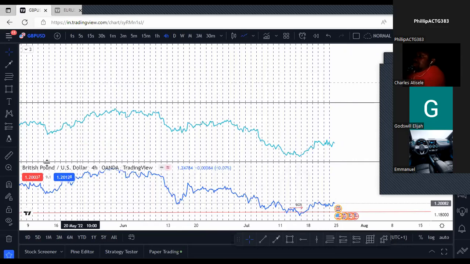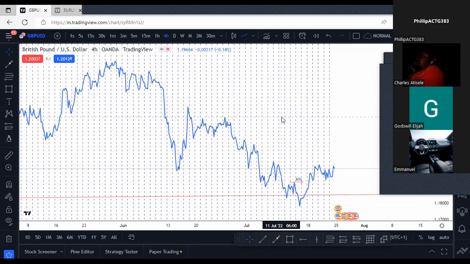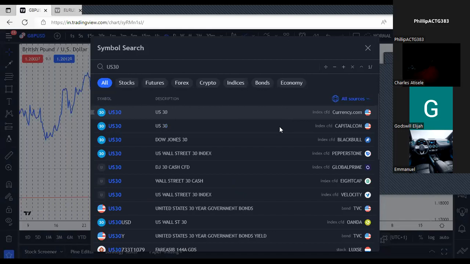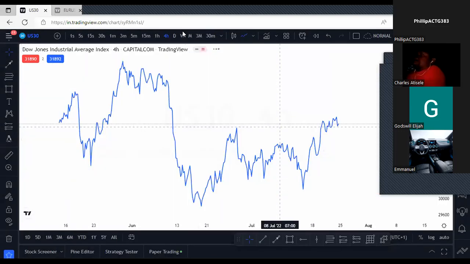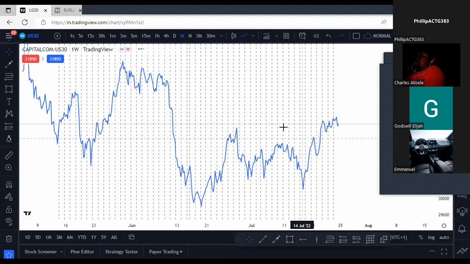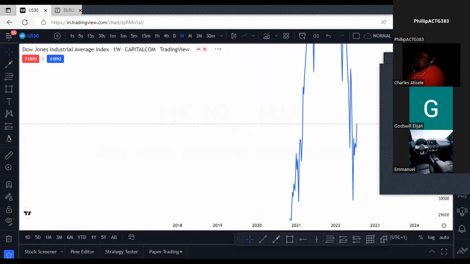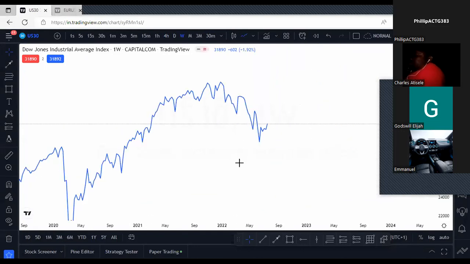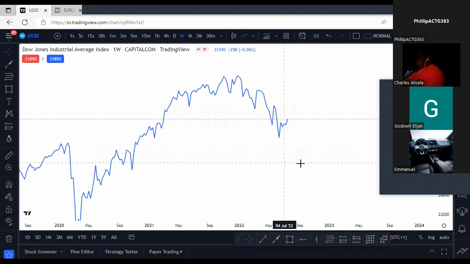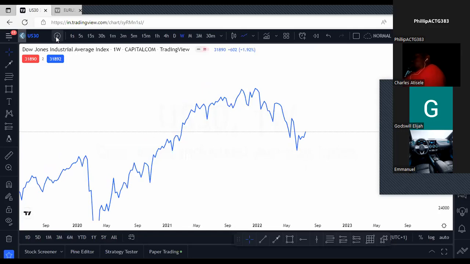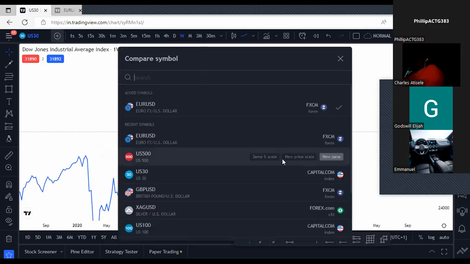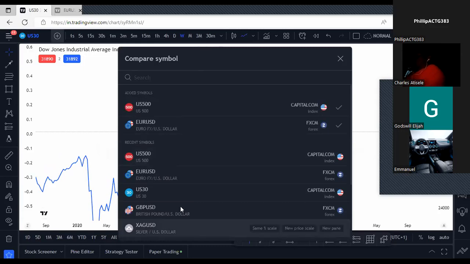Indices. Let's pick one example. Let's go on to US 30. So I want to pick the US 30 chart. I'll go to the weekly time frame. Don't forget, you can spot your divergence on any time frame. It's just that the higher the time frame, the longer that move. Okay. So now, this is Dow Jones US 30. I want to overlay the other two indices, which are the US 500 and the US 100.